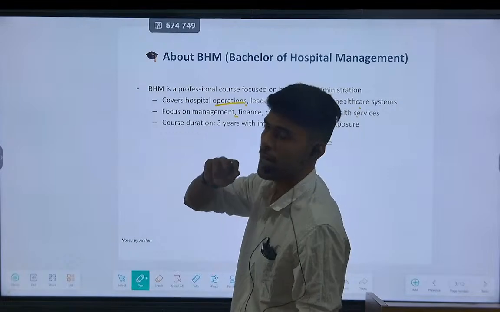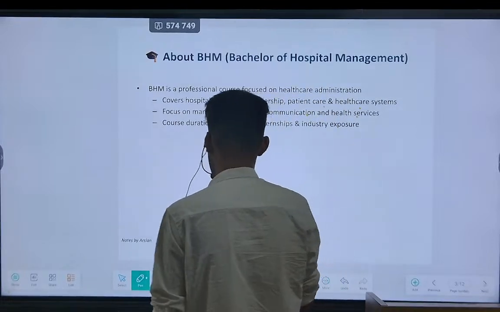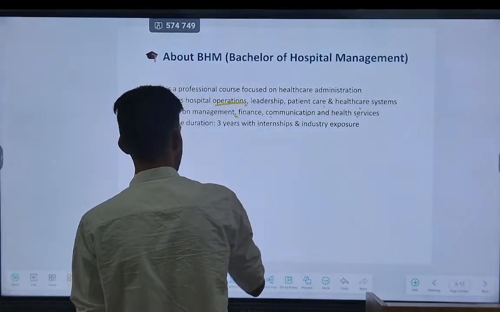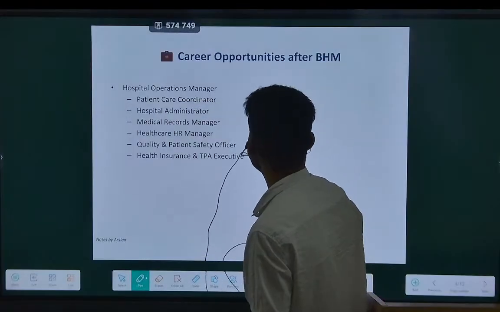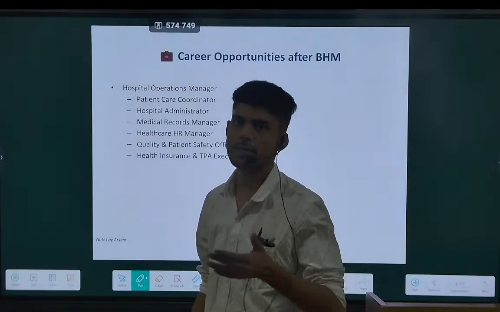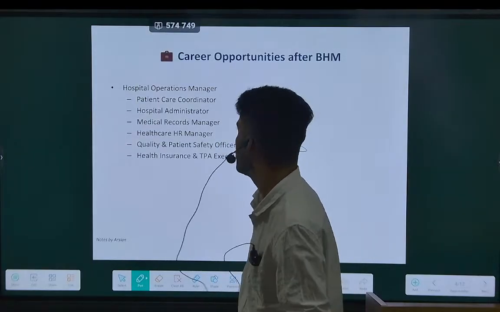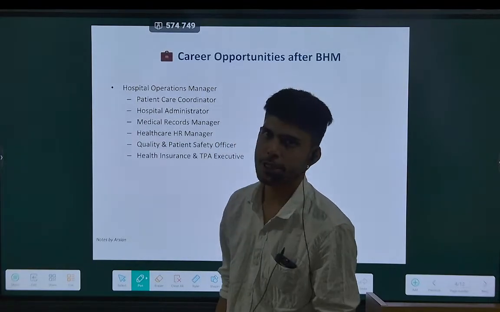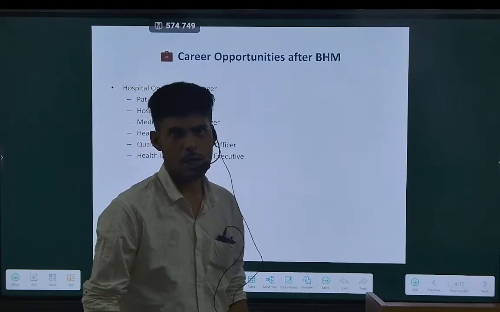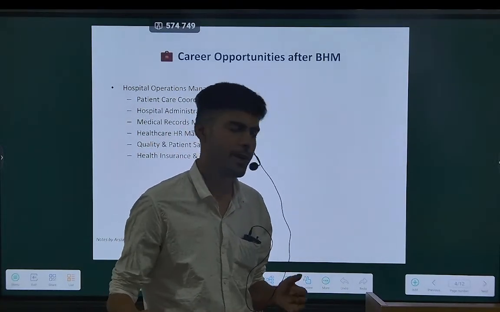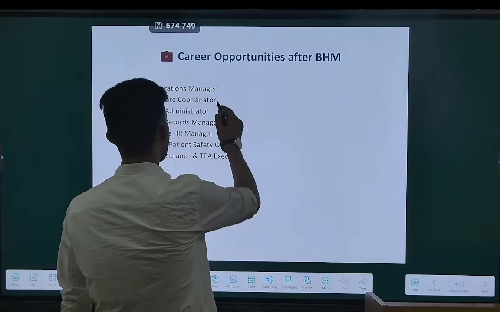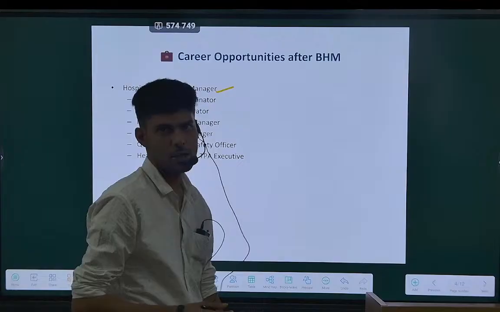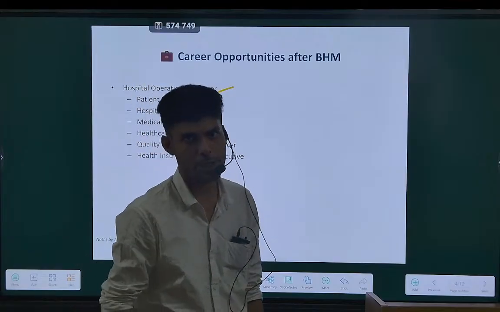These courses are of 3 years. There is also an internship and industry exposure. So what happens after we are done with BHM? There are multiple career opportunities. You are not only going to work in a hospital, you can work at various places, such as hospital operation manager. There is one job which is called hospital operation manager.